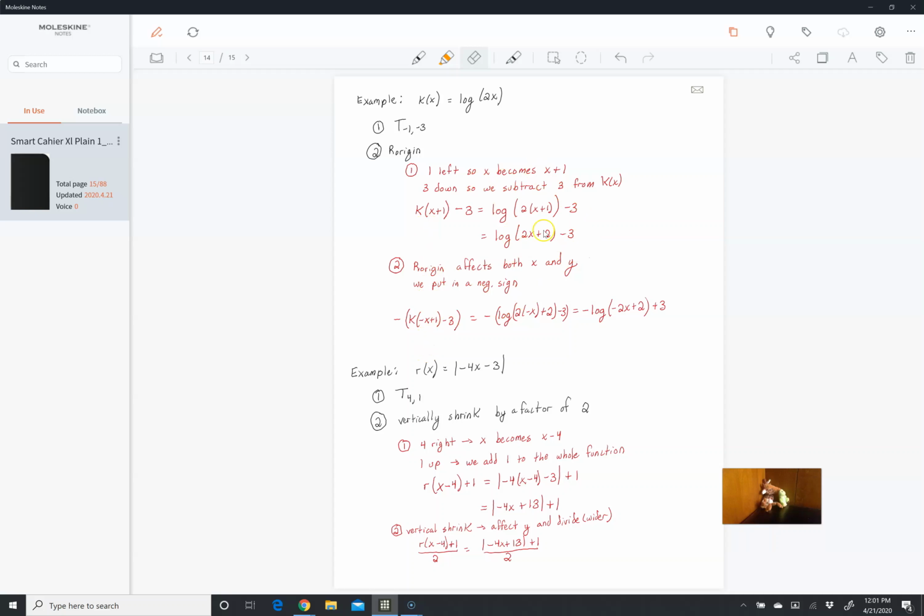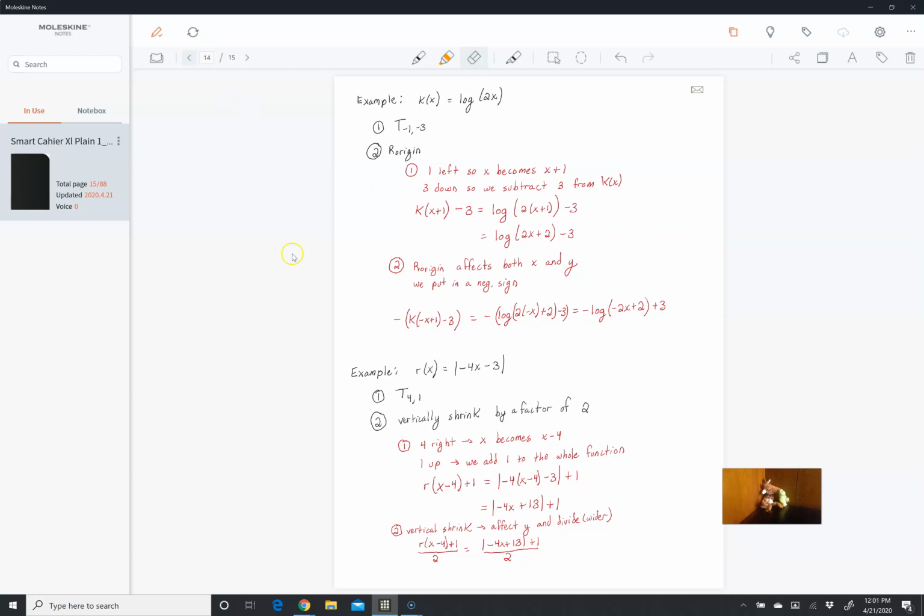And then you're doing the same thing over here. So you don't have to look at the left side in order to do the right. Same thing here, vertical shrink by a factor of 2. Well, we take this vertical shrink by a factor of 2, says you divide the whole function by 2. So this is the whole function, we divide it by 2. On this side, this is the whole function, we divide by 2.